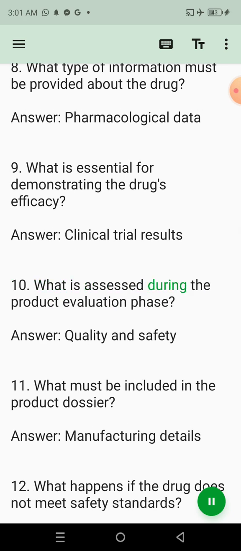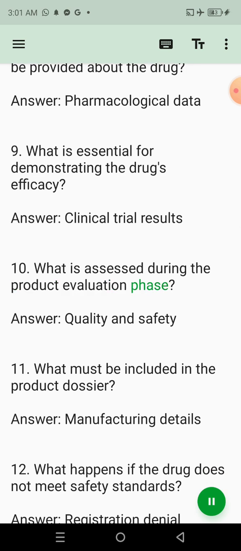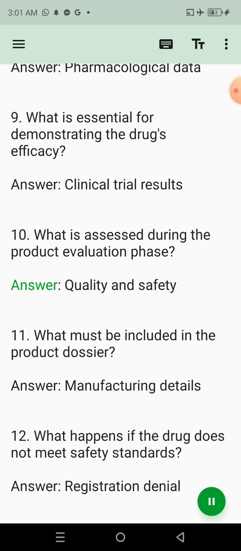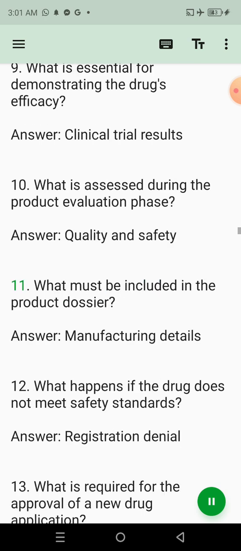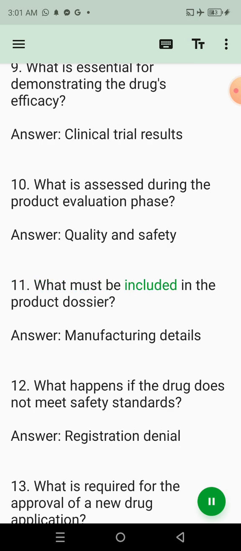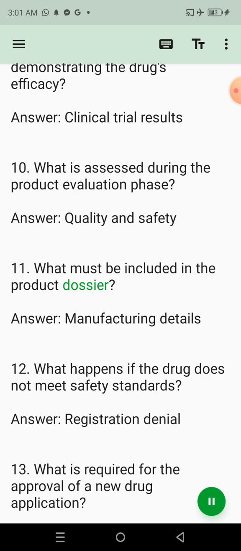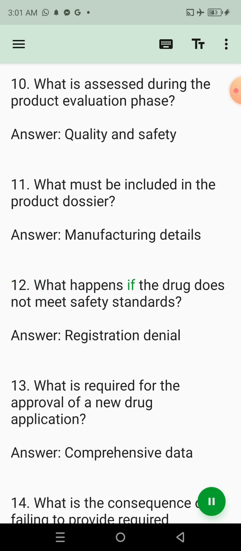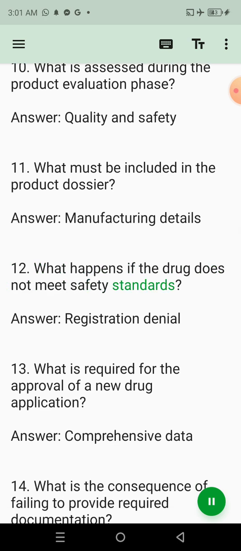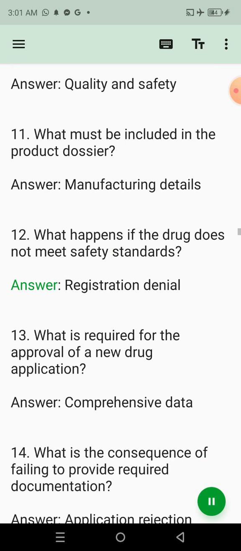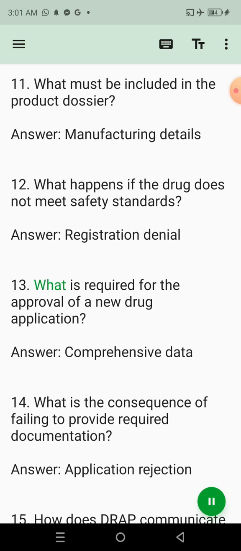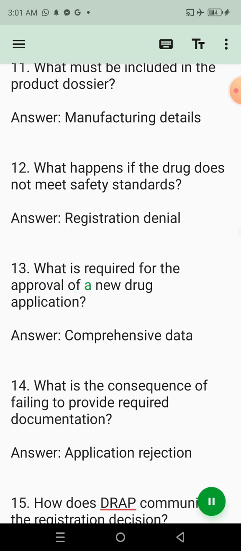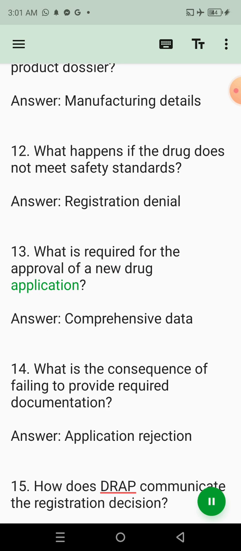10. What is assessed during the product evaluation phase? Answer: Quality and safety. 11. What must be included in the product dossier? Answer: Manufacturing details. 12. What happens if the drug does not meet safety standards? Answer: Registration denial. 13. What is required for the approval of a new drug application?